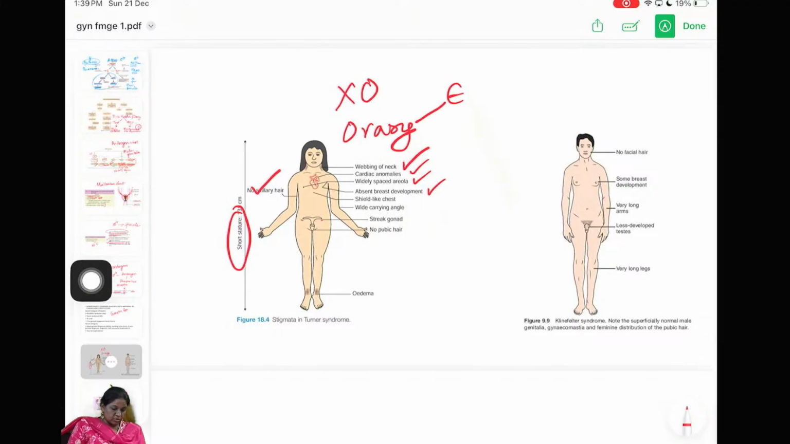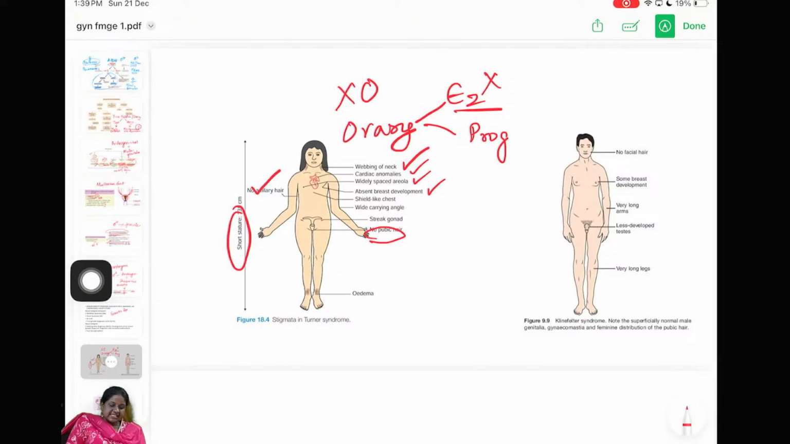So there will be no E2. E2 also will be very less and progesterone also will not be present much. You understand? So since estrogen is not there, there will be no pubic hair development. There will be no breast development. Nothing will be there. You understand?